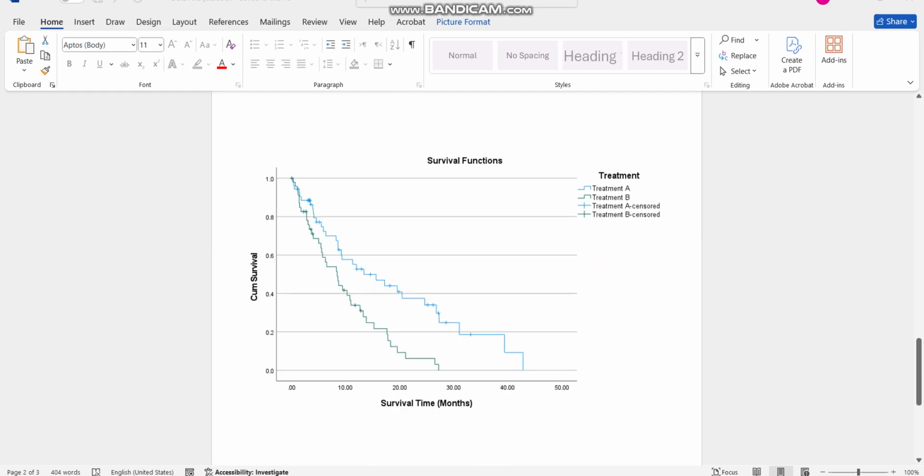And here, this is the curve. As you can see, treatment A is higher than treatment B in survival.